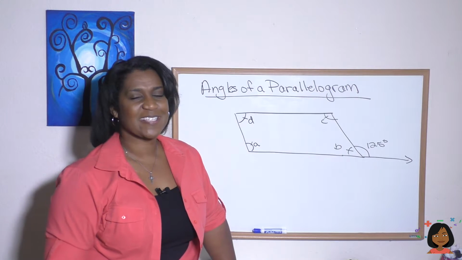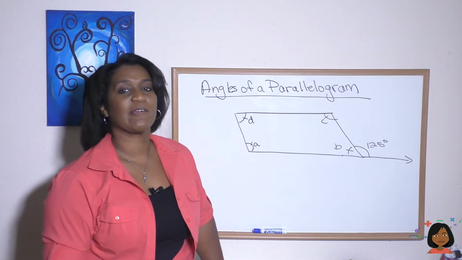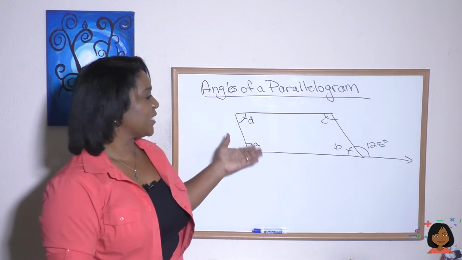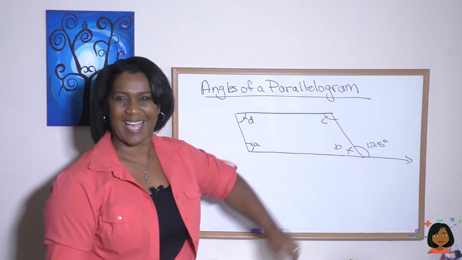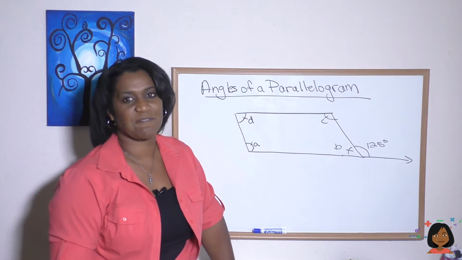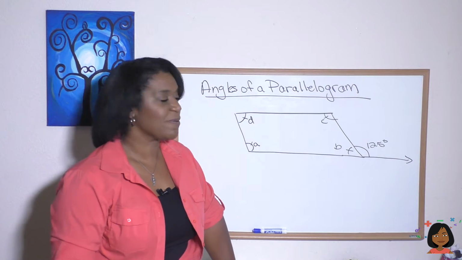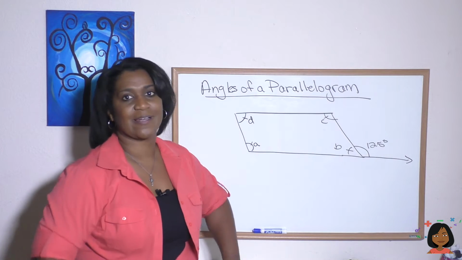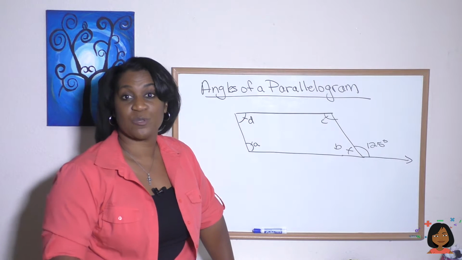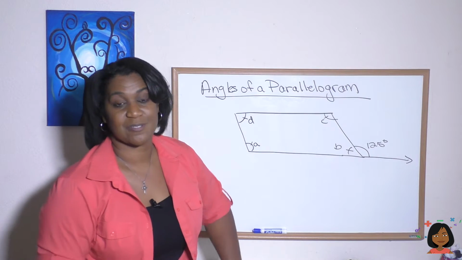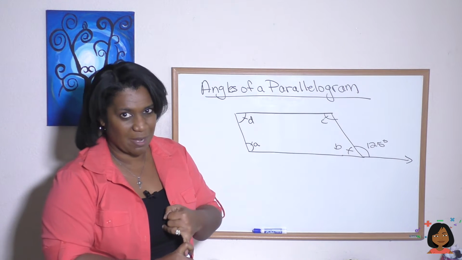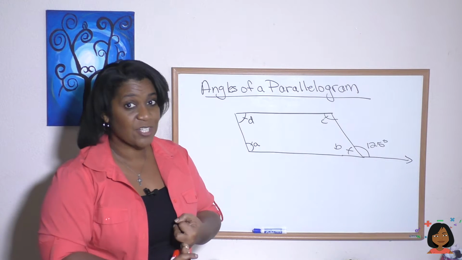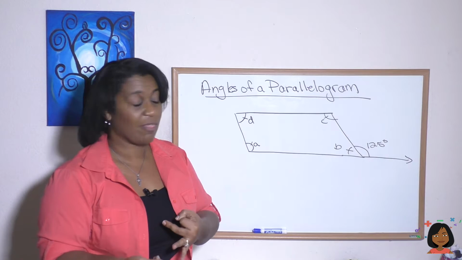Take a look at another example. So this time we have a parallelogram, but instead of giving us an angle inside of the parallelogram, I've given you an angle on the outside of the parallelogram. It's 125 degrees. How does that help us find the angles inside of the parallelogram? Well, let's use the rules that we know. We know two rules. Adjacent angles equal 180 degrees because they're supplementary, and non-adjacent angles are equal to each other.